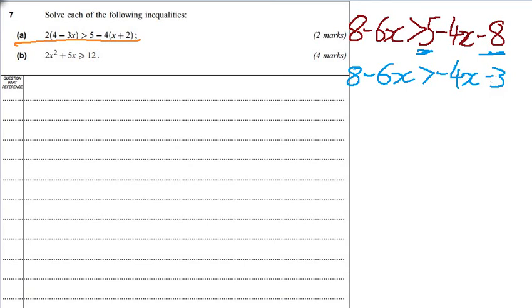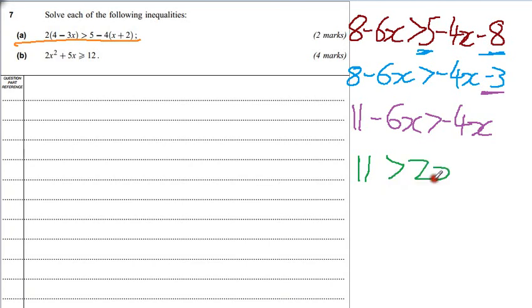And next thing we can do is add 3 to both sides to get rid of that minus 3 there. So 11 minus 6x is greater than minus 4x. And looking very neat already. Next thing we can do, add 6x to both sides. So we'll get 11 is greater than 2x. And finally, 5.5 is greater than x, or x is less than 5.5.